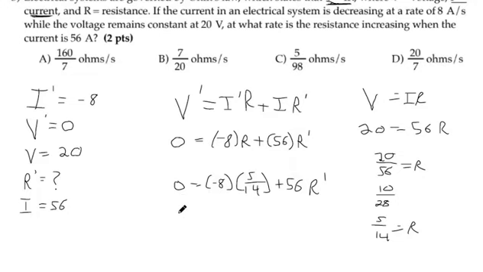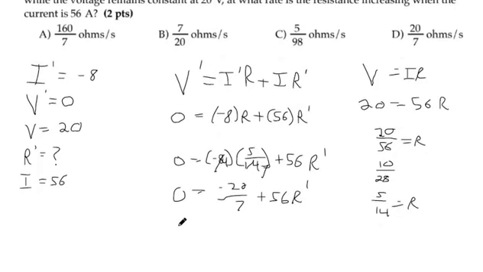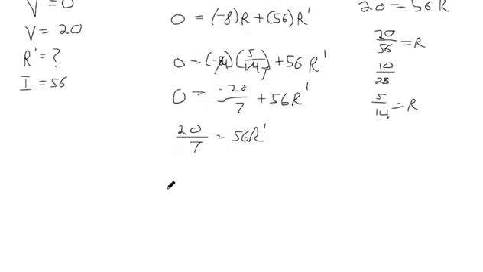So negative 8 times 5, that's negative 40. Actually, let's cross simplify that. That's negative 4 over 7. So that's negative 20 over 7 plus 56 R prime. Still trying to get R prime by itself, so we'll add that 20 over 7 to both sides. And then we'll multiply both sides by 1 over 56.